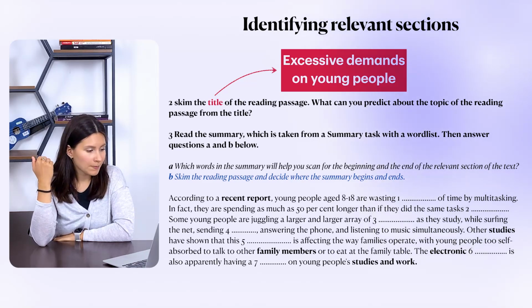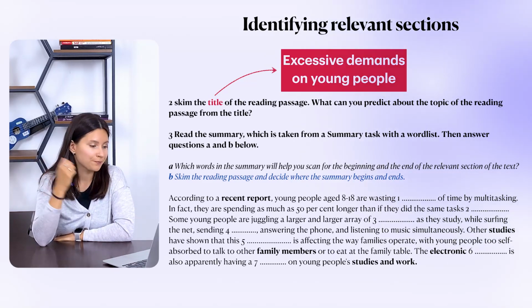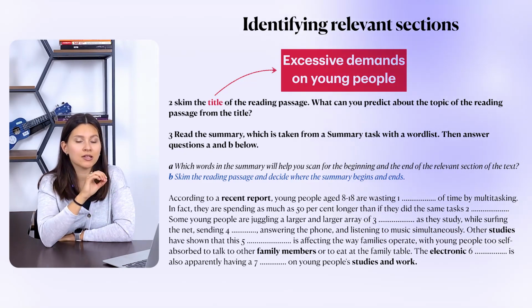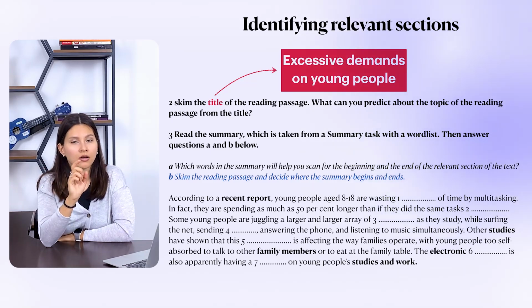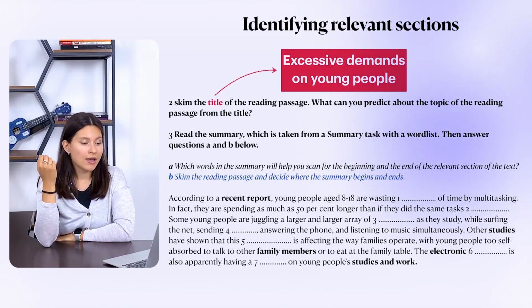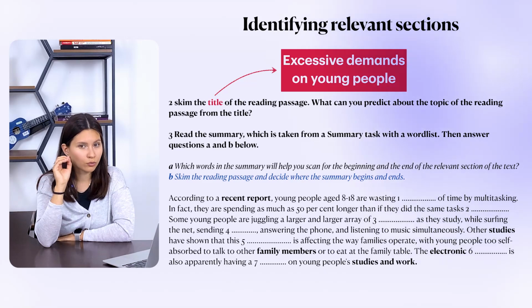the big question, okay? Skim the reading passage and decide where the summary begins and ends. Right, if you are not familiar with the passage, and if this type of question comes first, you do have to skim the reading passage first, but in this case, you know that you have to scan for specific vocabulary, right? And you have to keep in mind some synonyms and paraphrases, yeah? So please pause the video, start from the beginning, and try to do it on your own, yeah?